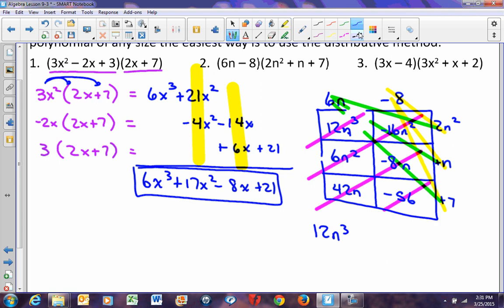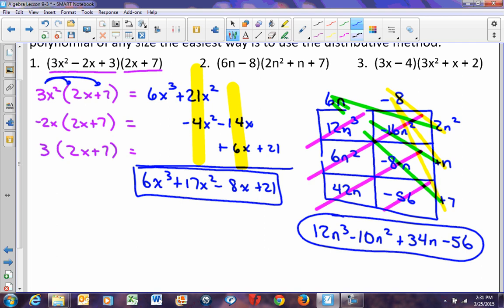Okay, so negative 16 plus 6 is negative 10n squared. Negative 8n and 42n is 34n. And minus 56. Really, I have no preference which way you do it. Do whichever way works best for you so that you don't mess up. But you'll notice this would be 6n, and we're going to multiply by everything in the second parentheses. So we eventually did that, didn't we? Here's our 6n, and we multiplied by 2n squared plus n plus 7, which is what we would have done if we would have distributed it. So that's why it works.